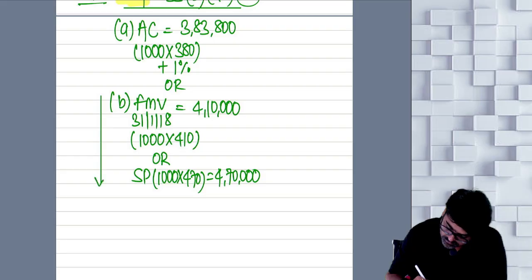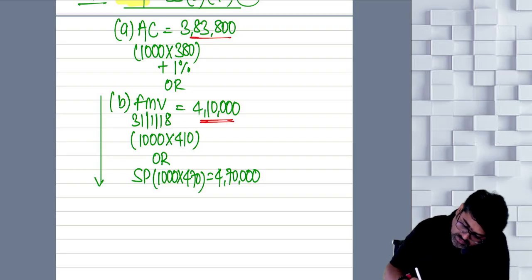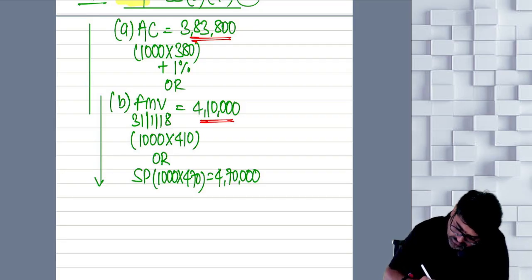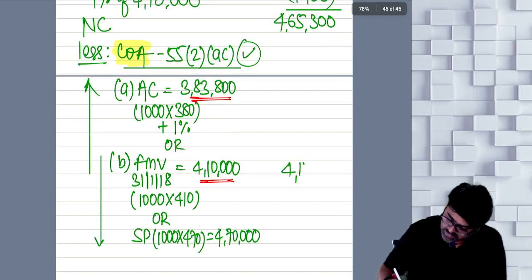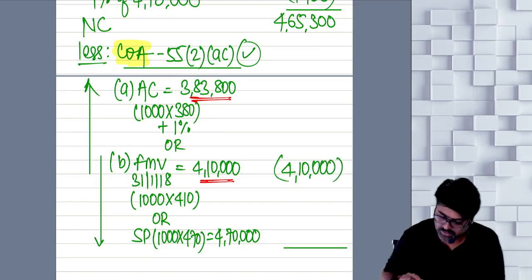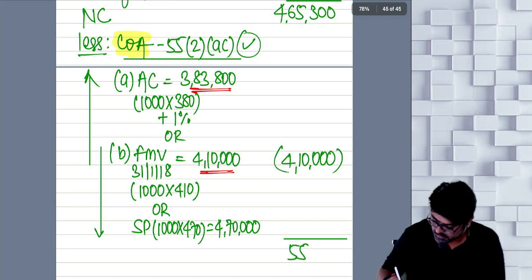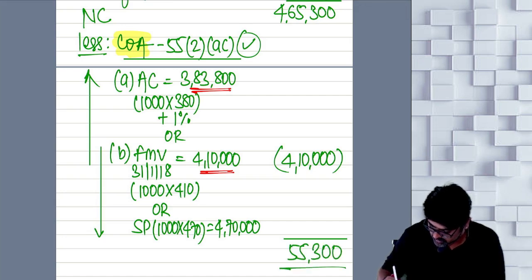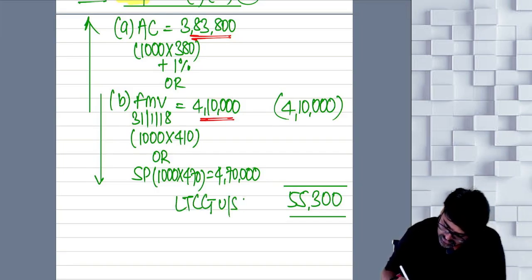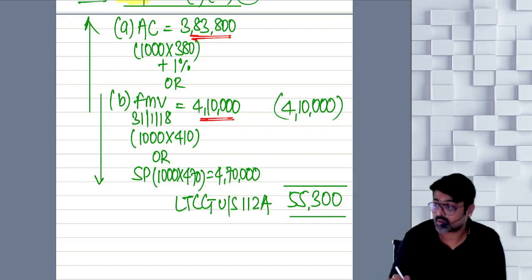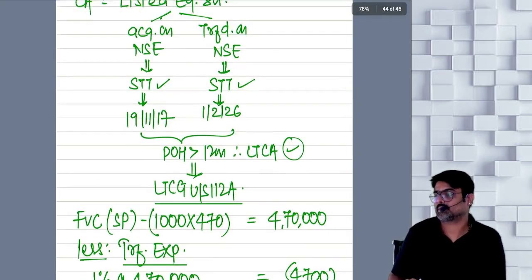Lower is 4,10,000, or 3,83,800, whichever is higher. So higher is 4,10,000. You reduce that, and you now get your long-term gain of 55,300. This will now be your long-term capital gain under section 112A. Now this is the question.